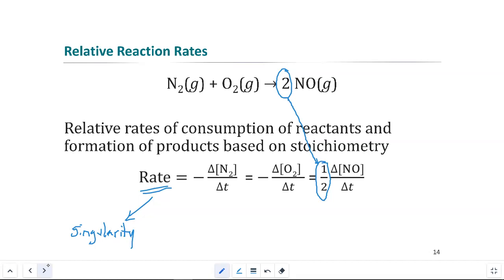But if I need to take this rate of change for nitrogen monoxide and turn it into a rate of reaction, I've got to divide by that number. I've got to divide by that coefficient to turn my rate of appearance into a rate of reaction. Because I've got to get that bottom number, that denominator, down to 1.